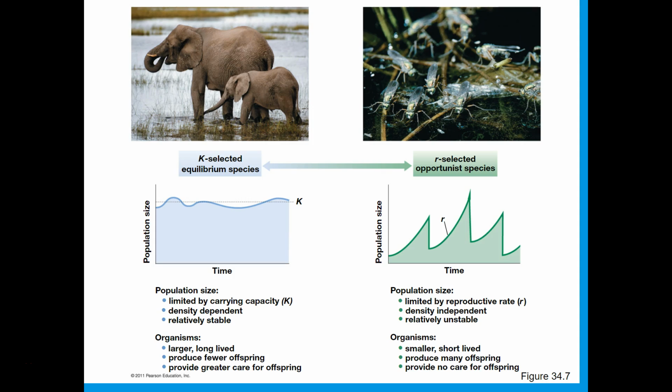It doesn't really matter how many flies there are. That's not going to determine how many more flies can be born. Again, they are shorter lived, they produce fewer offspring, and they don't really care for their offspring. So over here you have the K-selected equilibrium species, and then you have the R-selected opportunist species.